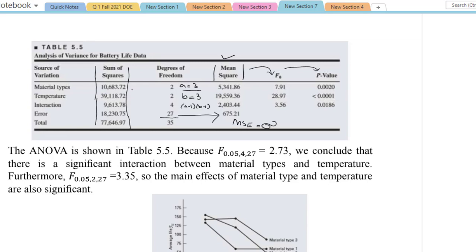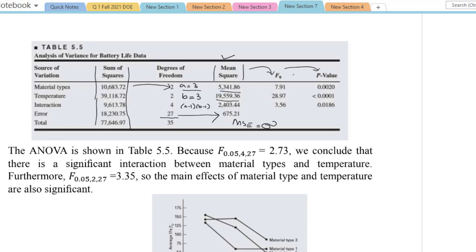So when we divide a sum of square by its degrees of freedom, means when we divide 10,683 by 2, we will get 5,341. So this is our mean sum of squares for material type. Again, dividing 39,118 by 2, we will get 19,559. So same is the case, we will calculate all mean squares.